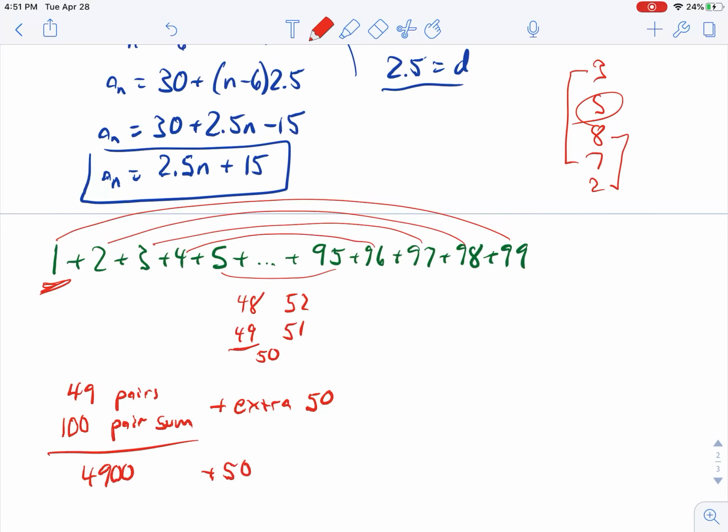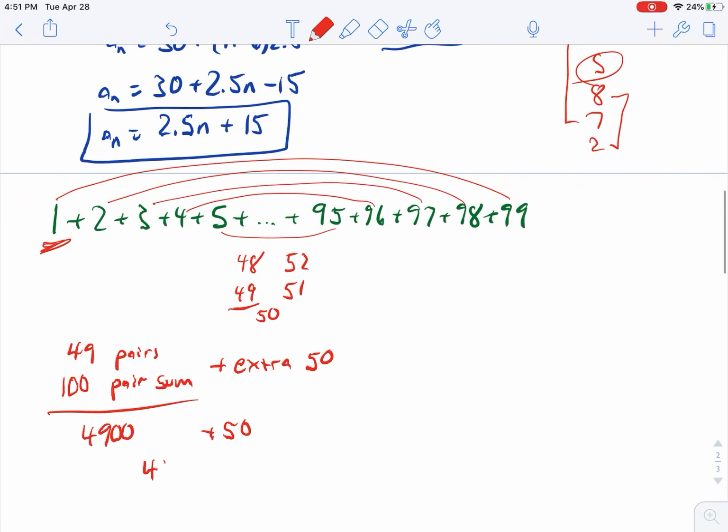So I have 49 pairs, and they all add to 100. I can call it the pair sum. And then also I have an extra 50. That poor 50 has no one to go with. So these are 49 hundreds plus 50. It appears we should be at 4950, and we're right.